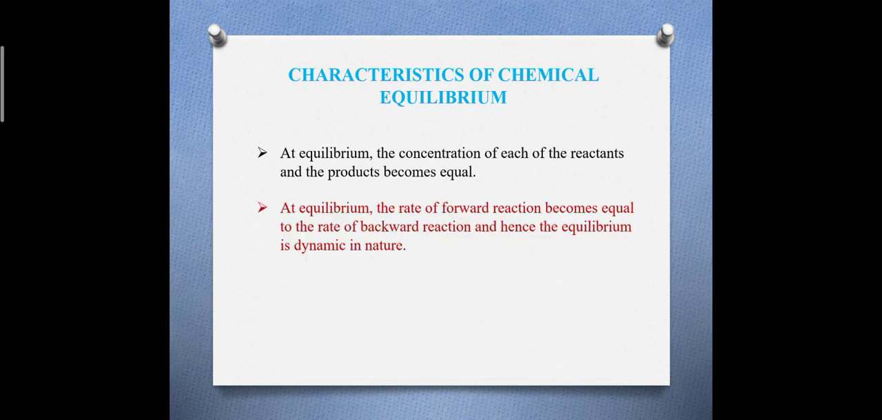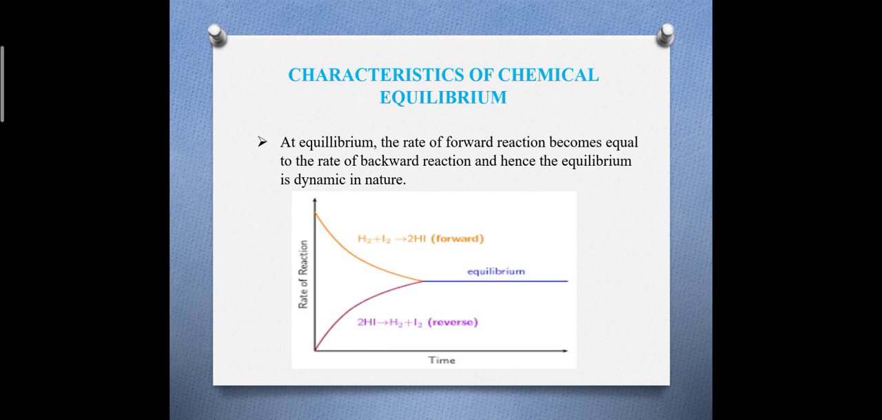The second point: at equilibrium, the rate of forward reaction becomes equal to the rate of backward reaction, and hence equilibrium is dynamic in nature. This can be explained on the basis of this graph. Here, in the forward reaction, hydrogen and iodine react to form hydroiodic acid. In a similar way, hydroiodic acid gets decomposed to form hydrogen and iodine. But at equilibrium, the rate of formation and the rate of decomposition become equal, which is represented by the blue line.